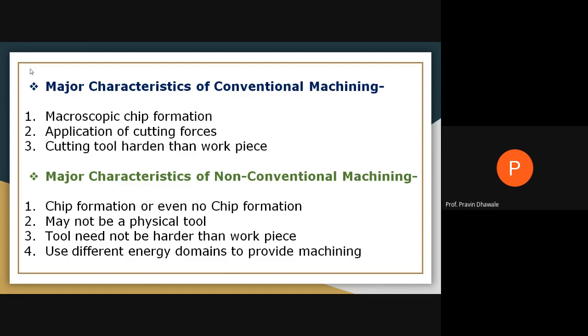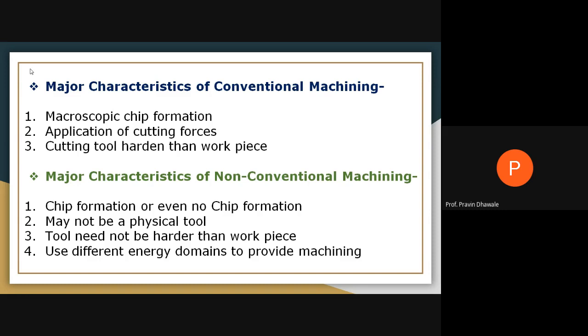Then and then only the material is to be removed from the workpiece. Means, application of the cutting force is necessary in order to remove the material from the workpiece, in case of the conventional machine. And one important parameter, that is a characteristic: whatever the tool you are using, its material must be harder than the material of the workpiece from which you have to remove the material.